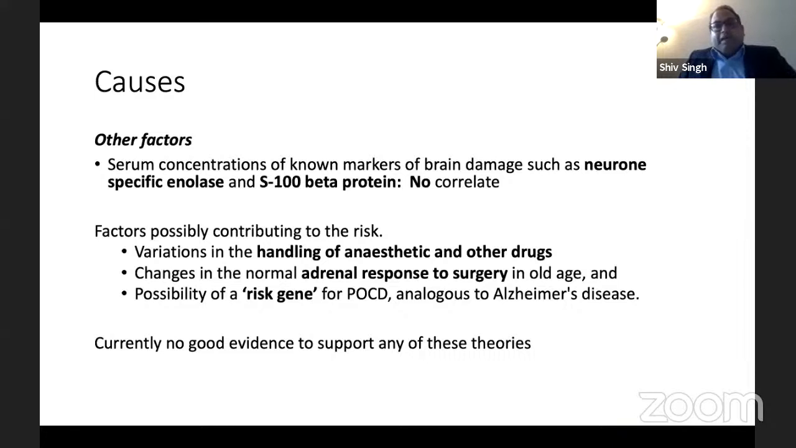Factors which might probably contribute are the way different patients handle the anesthetic drugs. So the elderly patients may not be able to metabolize the drugs we give as effectively as the young ones. It also depends on how the elderly respond to the stress. So stress of surgery, stress of anesthesia. So the adrenal response to surgery is important. And possibly there could be a risk gene for POCD just like that for Alzheimer's. But currently there's no good evidence to support these theories.